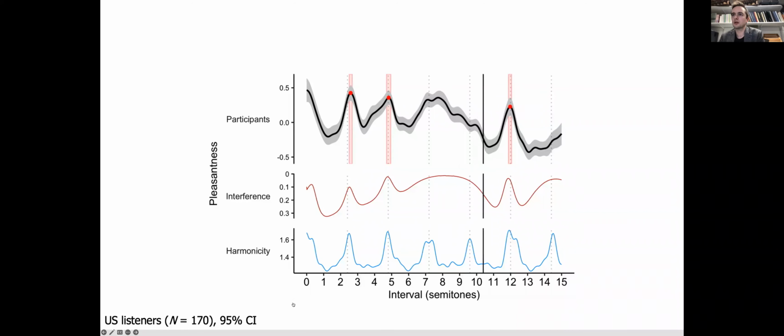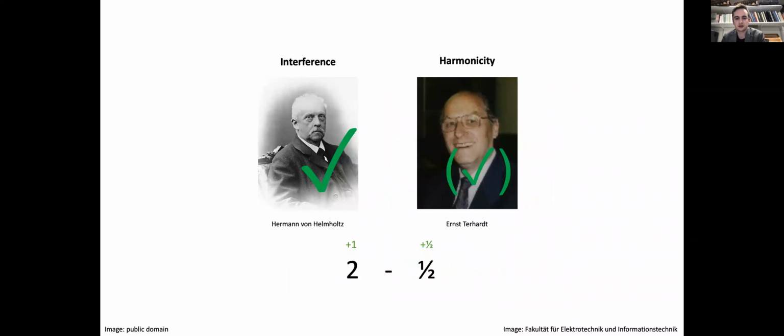Incidentally, while we're here, I think these subsidiary peaks that we see in the behavioral data, but not in the interference model, are probably explained by recognition of familiar intervals from Western music. So this would be the minor sixth, for example, and the major sixth. Based on these results, I think it's pretty reasonable to give Helmholtz's team 1 point and Terhart's team half a point. So the score is 2 versus a half right now.